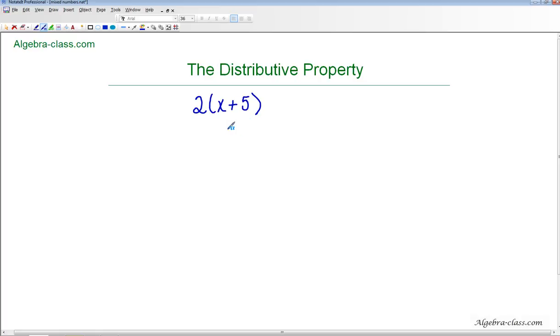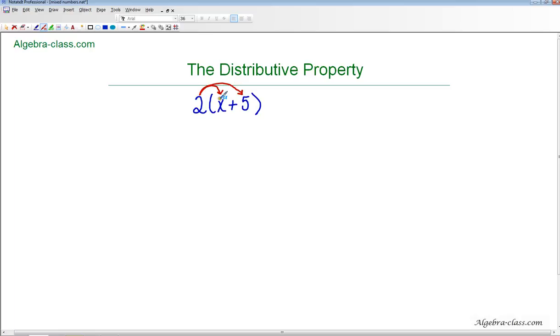They're not like terms. So in this case, we want to simplify this and get rid of the parentheses. And the only way to do that is to use the distributive property. Now think about what the word distribute means. The word distribute means to give out. And that's kind of like what we're doing here with the distributive property. We're giving out the 2 to everything inside of the parentheses. So that means that we need to give the 2 to the x and the 5. And when I say give the 2, we're actually going to be multiplying. So when we use the distributive property, we're going to be multiplying 2 times every term inside of the parentheses.